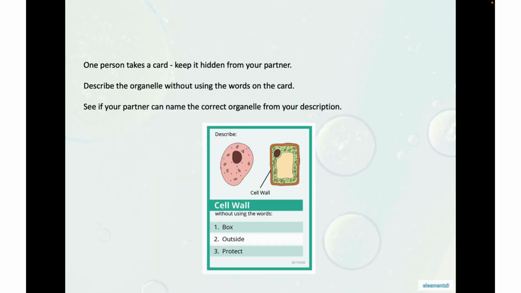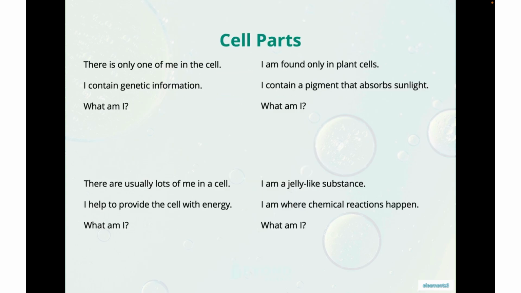One person can take a card, keep it hidden from your partner, and describe the organelle. Cell parts. There's only one of me in the cell. I contain genetic information. What am I? Are you ready?